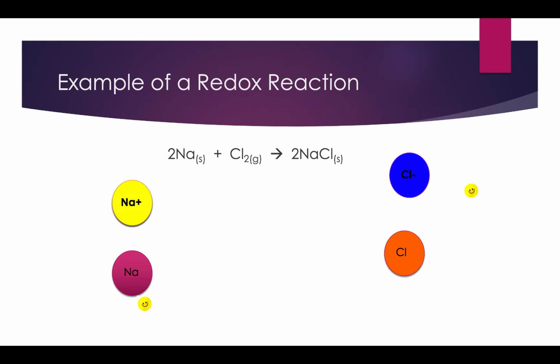When that happens, sodium gains a positive charge and chlorine gains a negative charge. The other one as well. And we end up with 2 Na+ and 2 Cl-, which as we know will form ionic bonds and give us NaCl. In this case, sodium lost its electron, so it was oxidized because oxidation is loss of electrons. Chlorine gained those electrons, so it was reduced. Reduction is the gain of electrons.